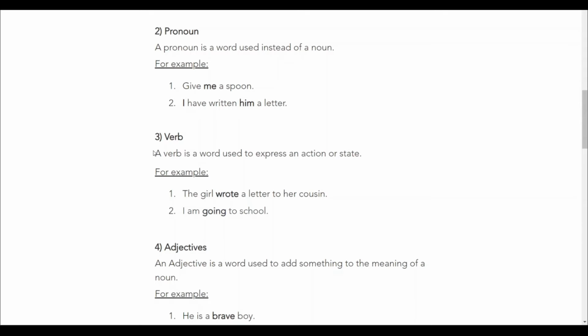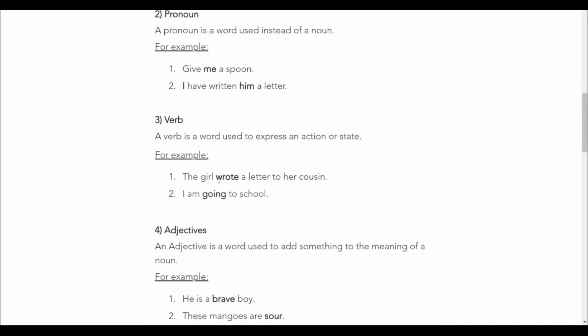Verb. A verb is a word used to express an action or a state. For example, the girl wrote a letter to her cousin. I am going to school. Over here, wrote and going both describe an action. That's why it's a verb.